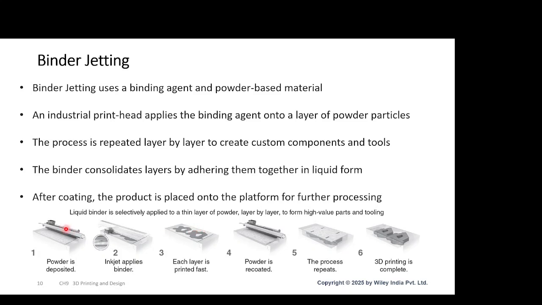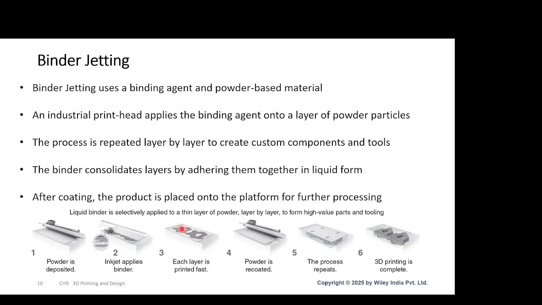Here the process is repeated layer by layer to create custom components, and the binder consolidates the layers by adhering them together in a liquid form. After coating, the product is placed onto a platform for further processing. For example, here you see powder is deposited. The inkjet applies binder. So this is the inkjet printer which applies binder. Each layer is printed first.